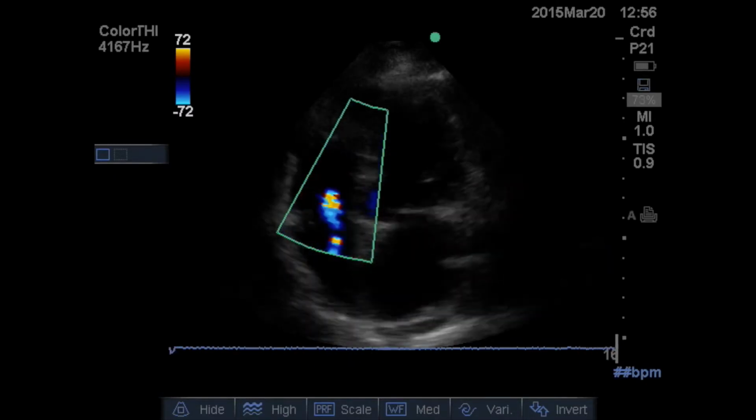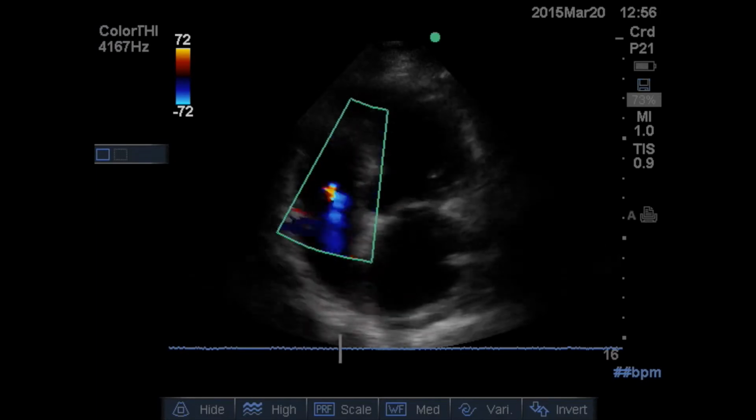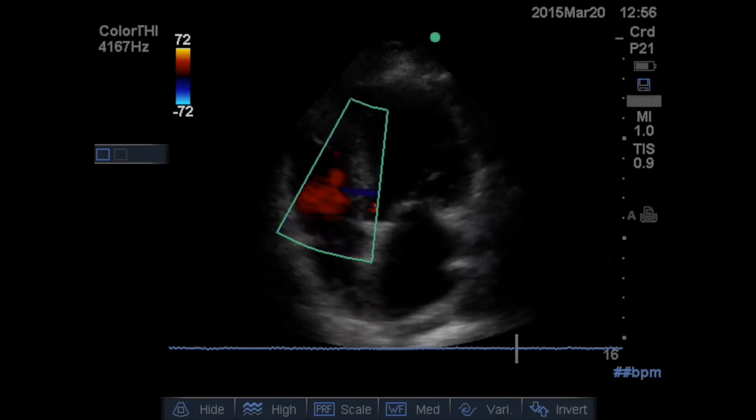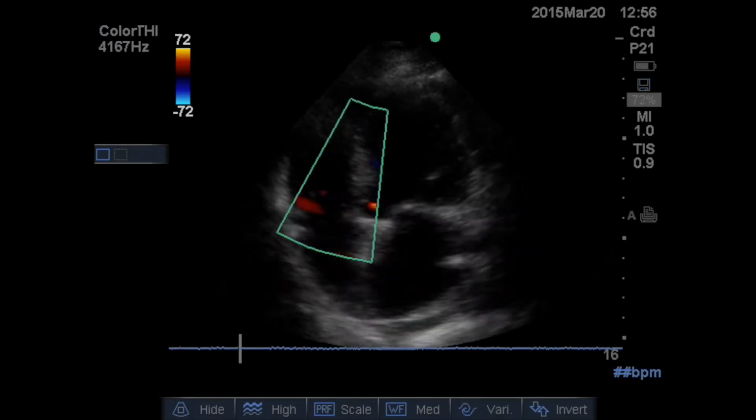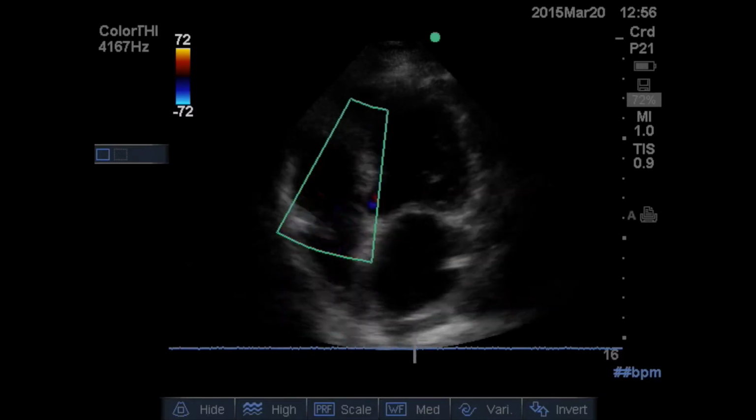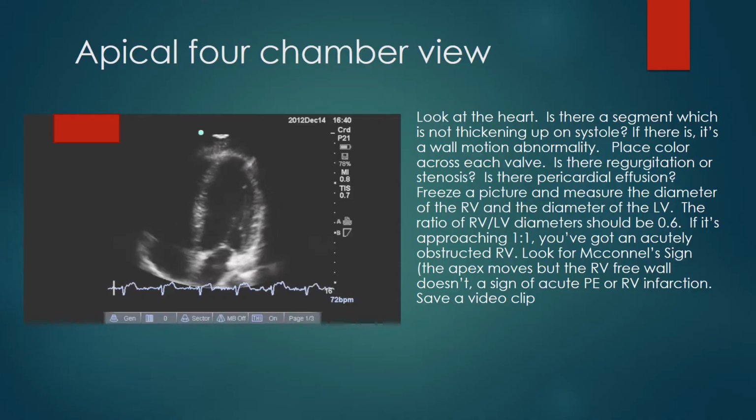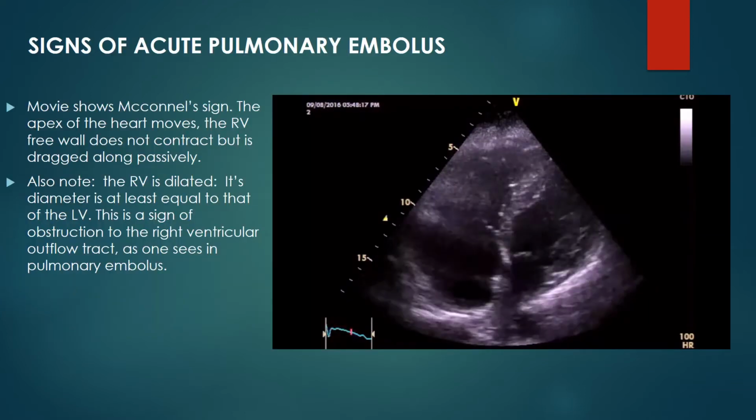Blue away, red toward. Get your transducer parallel to the blood flow. You'll see a good flow away from the transducer. The diameter of the right ventricle and left ventricle should be noticed. That ratio should be 0.6 to 1.